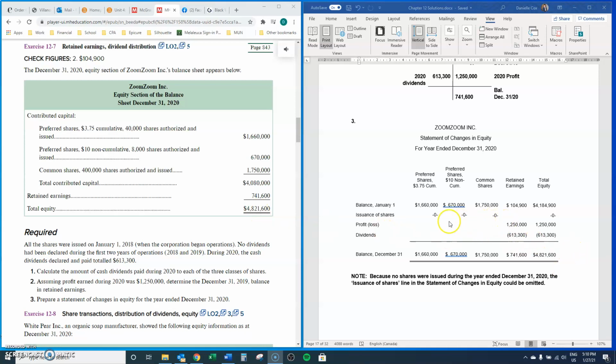Now, because this line has no amounts, you could leave it out if you wanted. They're showing it here just to make sure that everyone's aware that it is zero.